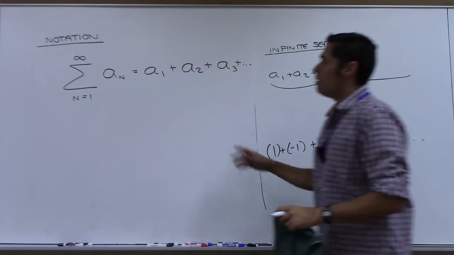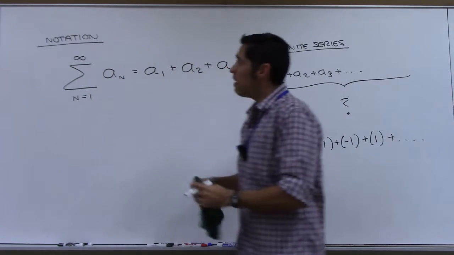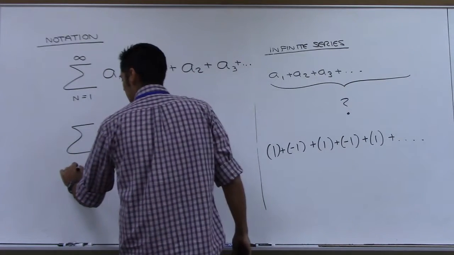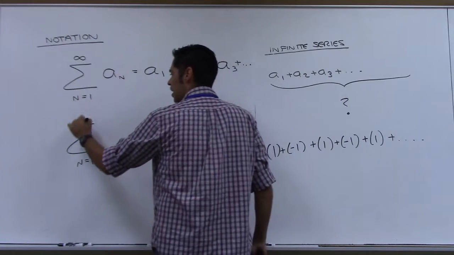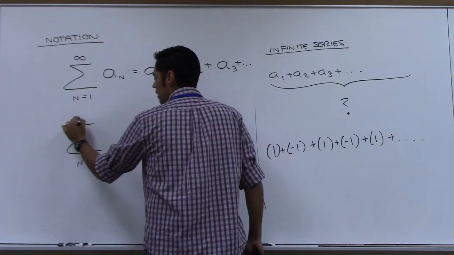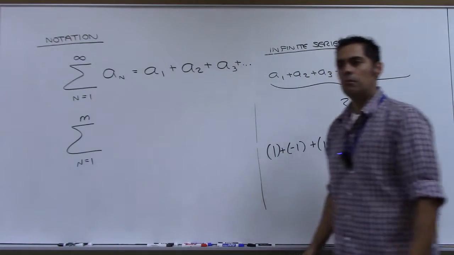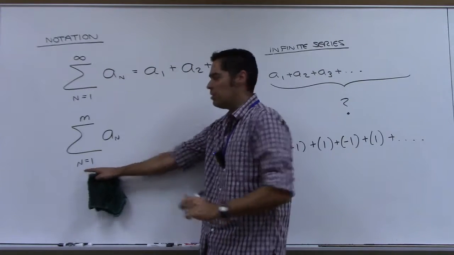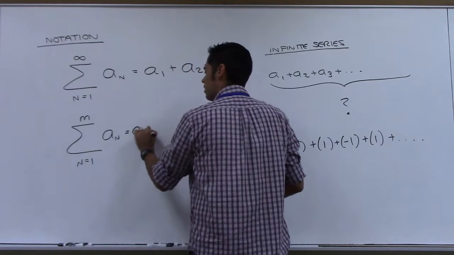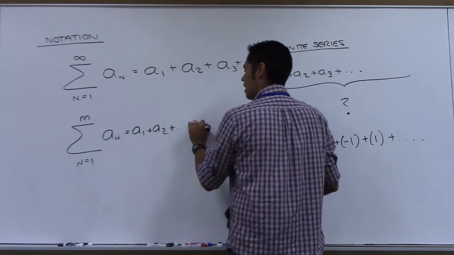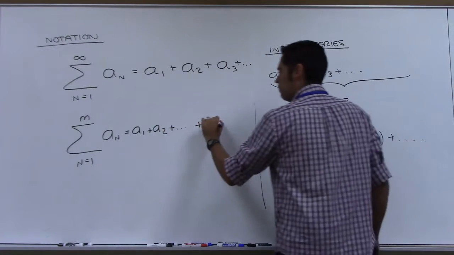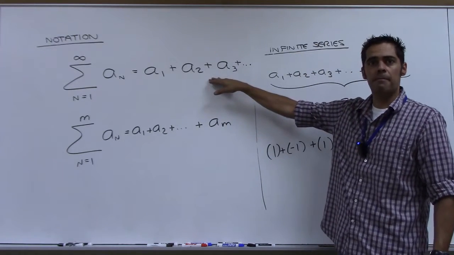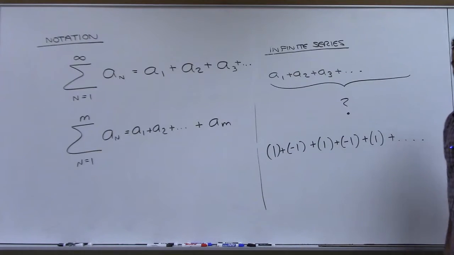Now, what if I don't want it to be infinite? What if I actually want you to stop somewhere? Well, I could do this. I could do n equals 1, and I could stop at, let's say, instead of infinity, any letter I want. How about capital M? And I still use a sub n here, because n is the thing that's going to change. And this would be a1 plus a2 plus dot, dot, dot until I get to where? A sub M. So this is a finite series. This is an infinite series, right? See the difference in notation? Any questions?